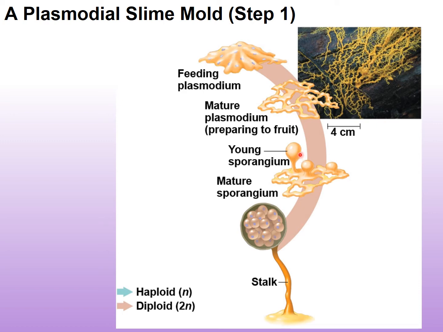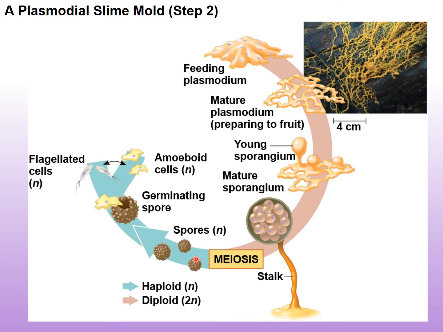Right? So sporangia are structures that are going to emerge from the mature plasmodium and produce spores eventually. So this is more like a mature sporangium. You can see there's a stalk and then a very large spherical structure with cells inside. These cells undergo meiosis to produce spores, which are haploid. So remember, these are diploid, and then after meiosis, now you have haploid cells.